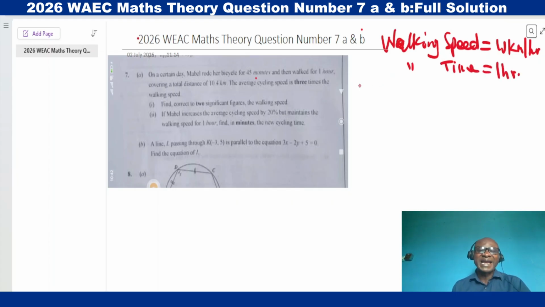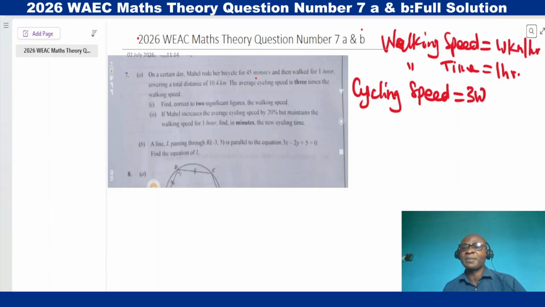Okay, let's go for cycling. For cycling speed, the information given says it is 3 times the walking speed. So I am going to write 3 multiplied by W, because W represents the walking speed, and this is also in kilometers per hour. Then what is the cycling time? The cycling time is given to us as 45 minutes.